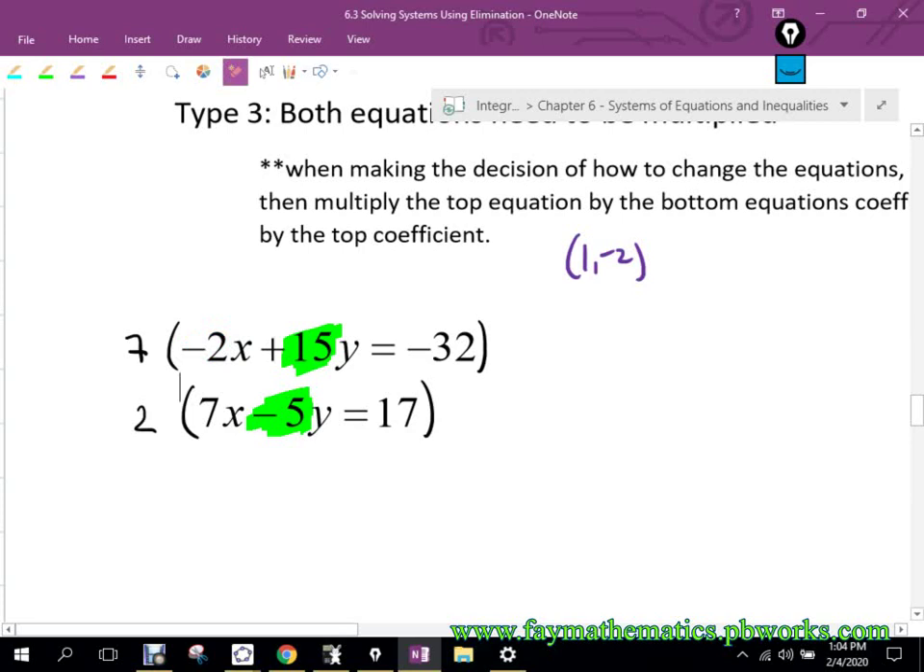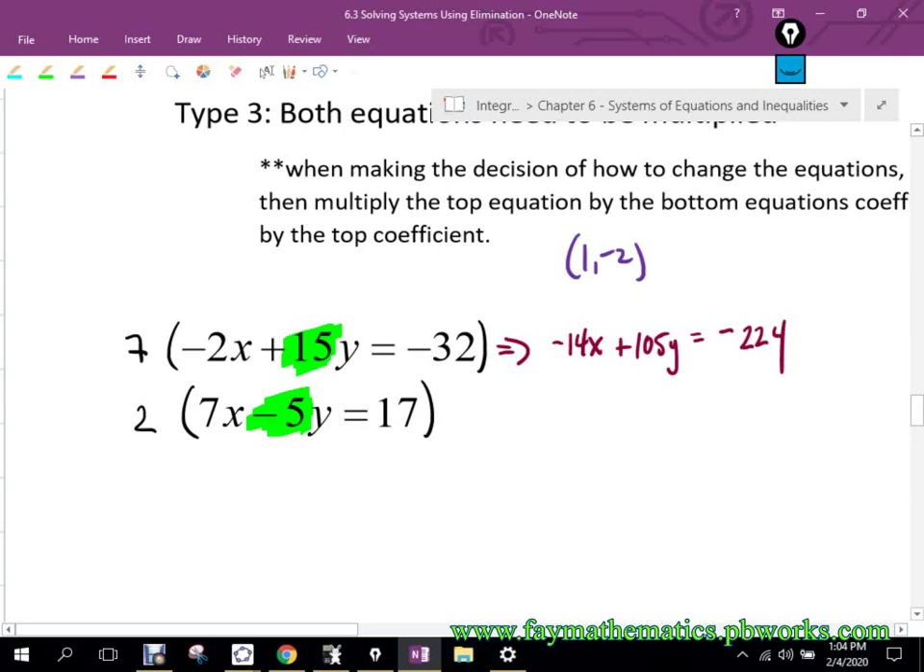Okay. And then I'm just going to pay attention. Will this product make my x's opposite values, one being positive, one being negative? And it will. So when I distribute that 7, it's going to be negative 14x plus 105y equals negative, I believe it's negative 224.